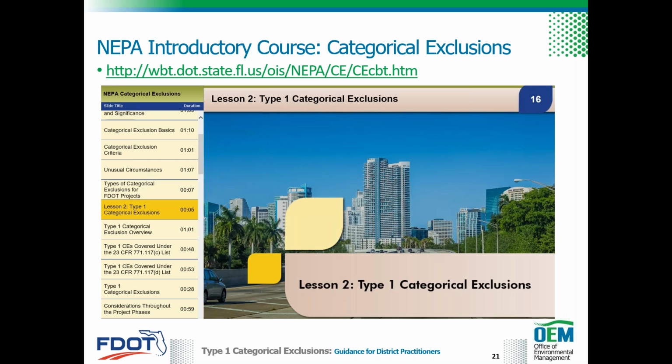For more information on determining whether a project can be considered a Type 1 CE, you can visit the web-based training. This is the NEPA introductory course, Categorical Exclusions. This CBT may have some slightly different definitions than today's training because of some of the recent updates to the Council on Environmental Quality Regulations.